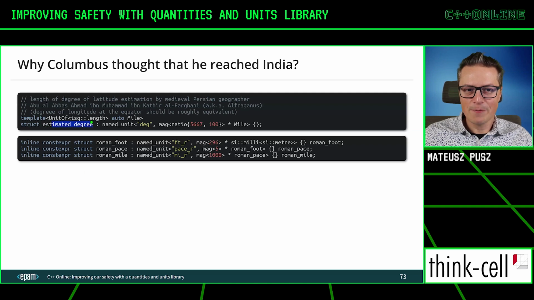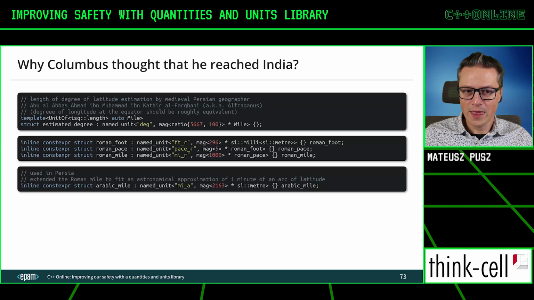Right, so the estimated degree, based on the unit of length, was 26.67 miles. As we have the Roman foot, defined as 296 millimeters, and we have the Roman pace, defined as 5 Roman feet, and we have the Roman mile, being 1,000 Roman paces. And it turns out that it is not this mile that Alfraganus meant. He meant the Arabic mile. The Arabic mile was different, and it's estimated today that it is 2,163 meters.